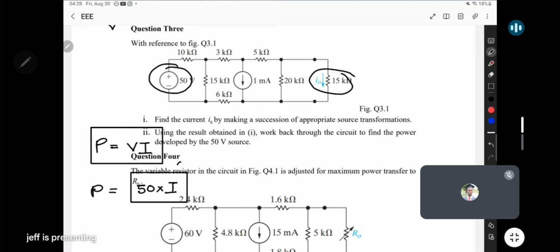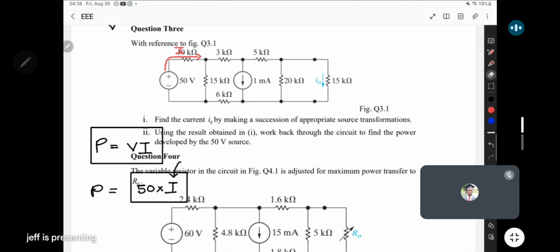So this is what we're trying to get, the current coming from this side. We're trying to get the current that will be passing in this line coming this way. If we can get the current I there, then we can use it in the formula to get the power developed by the 50-volt power supply. So how do we do that?